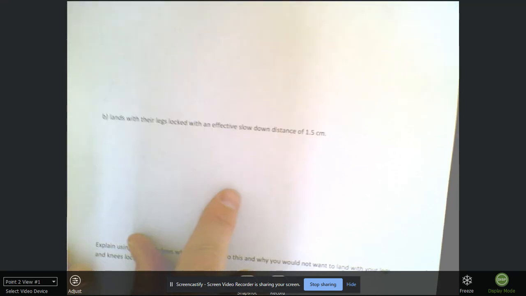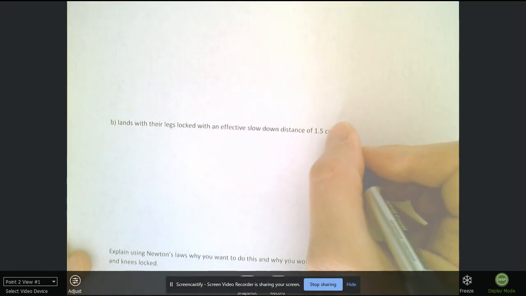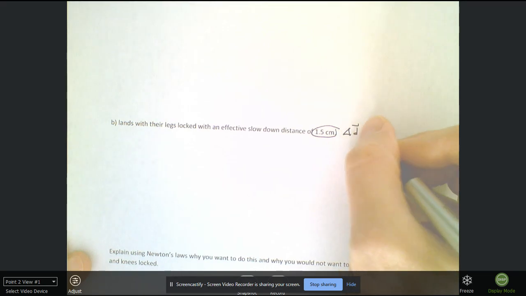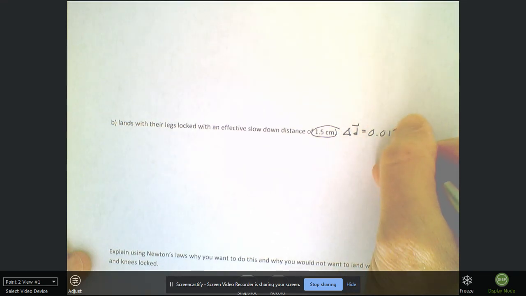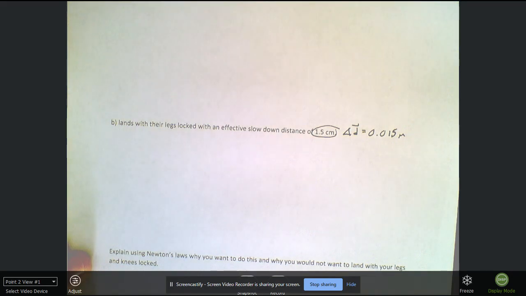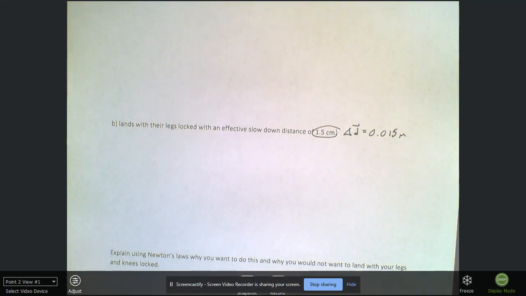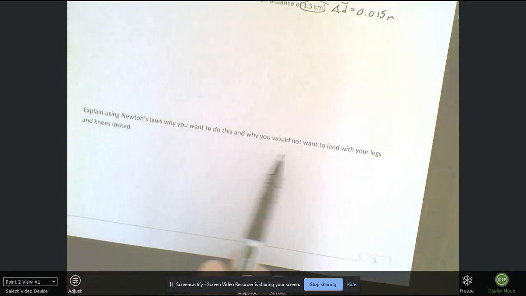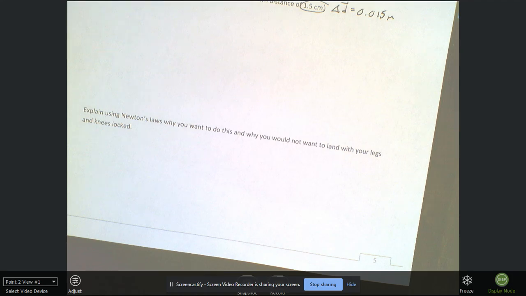From the next one, you're going to then do it where the same jump of 1.5 meters, but now your crumple displacement is 0.015 meters, and that's if you have your legs locked, and see what the acceleration is at this point. And the last part you're going to answer is explain using Newton's laws why you'd want to do this and why you would not want to land with your legs and knees locked.